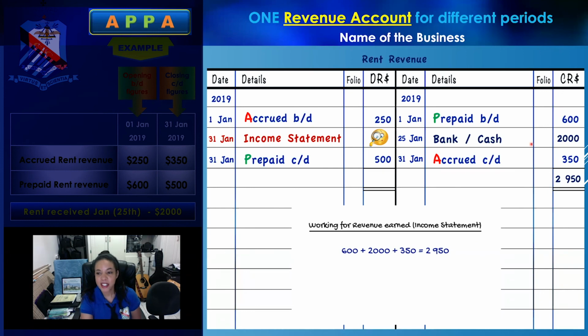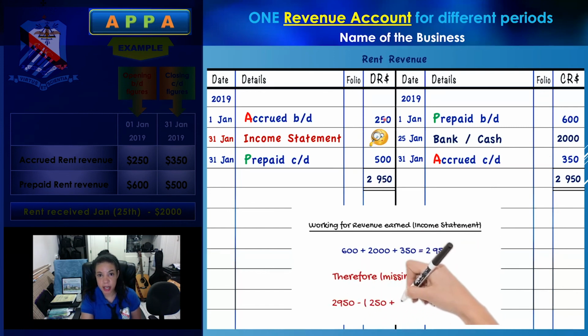$2,950. So then you're going to go across now, and you're going to put the same total, because these totals must be equal. So 2,950. But this side does not equal the 2,950. You have a missing figure here. So to find this figure, it will be 2,950 minus the 500 and the 250. And that will give you 2,200.